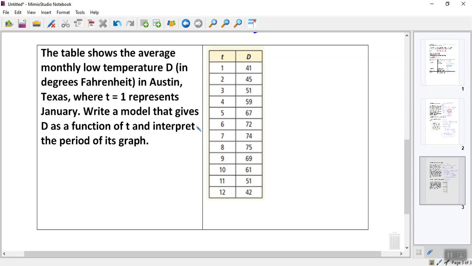All right. Write a model that gives D as a function of T and interpret the period of its graph. Let's talk about this, kids. In January, what's the average low temperature? Okay, here's how you're going to help me with this.